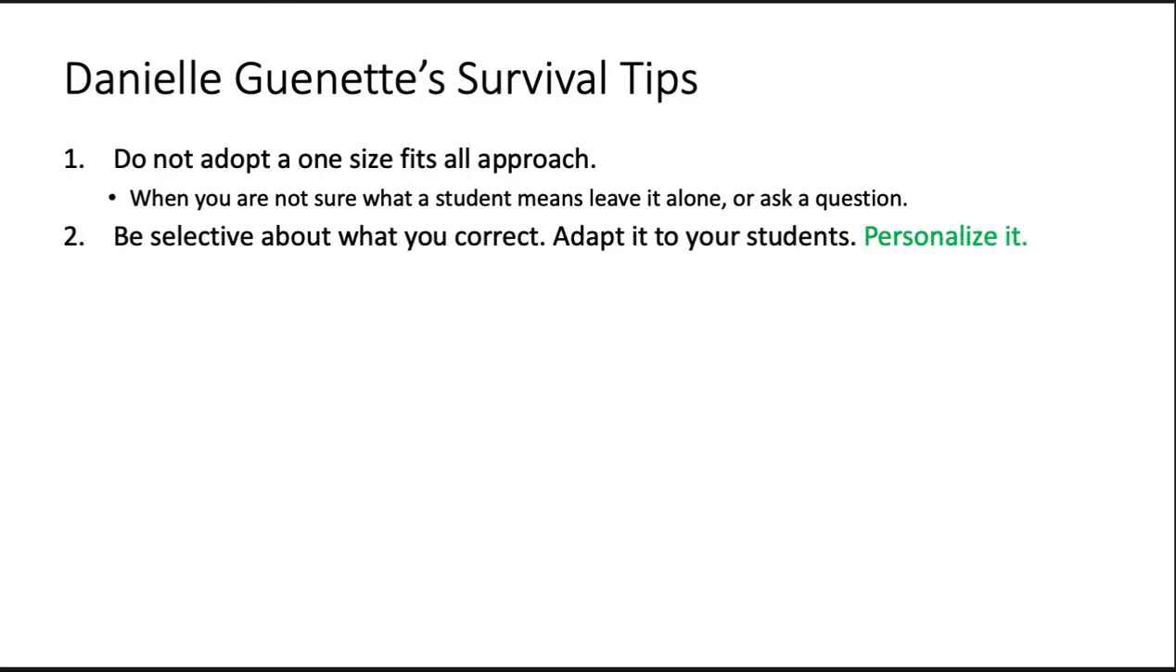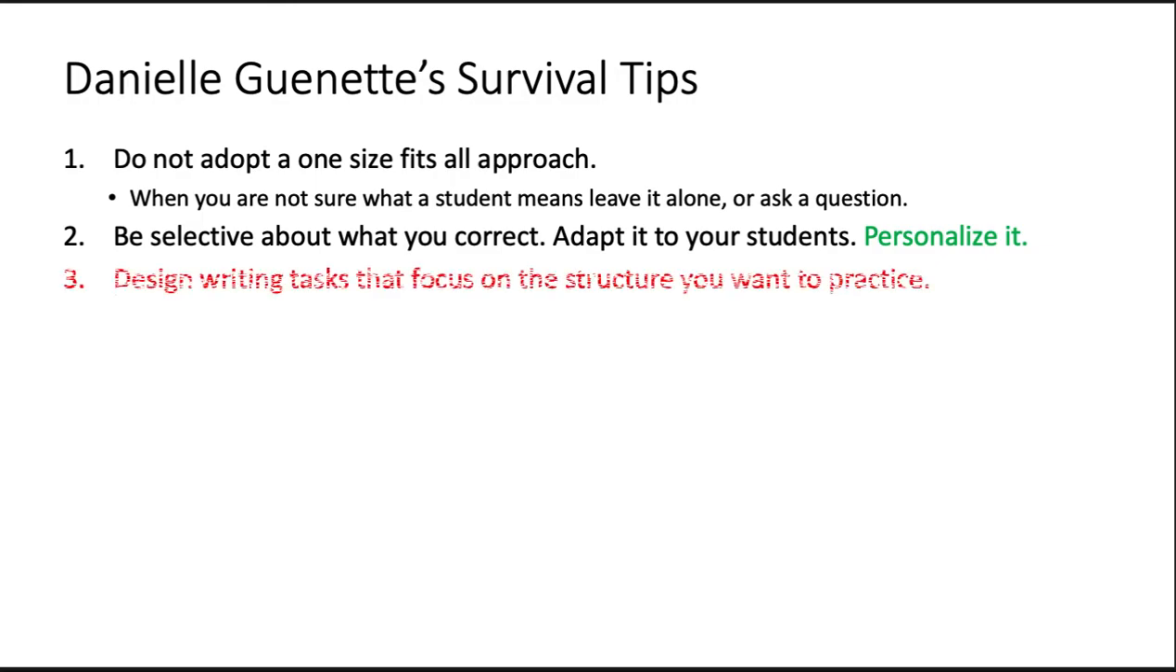Be selective about what you correct, adapt it to your students, and personalize it. Design writing tasks that focus on the structure you want to practice. We'll get into this more when we talk about the writing process. So once the students have learned the difference between it's and its, you're going to want to give them an opportunity to prove that they know how to use it. So you're going to find a way to ask them to write about something that will force them to use it's and its, for example.